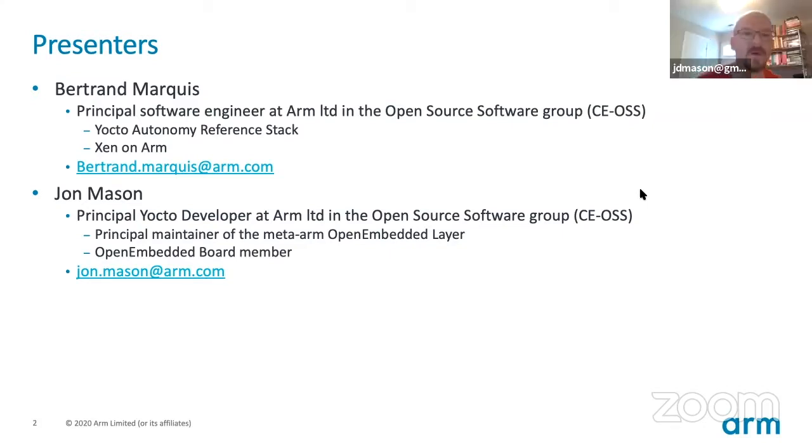Sure. So I'm John Mason. I also work at ARM, I guess indirectly with Bertrand. I'm kind of the principal Yocto developer at ARM. There are many other Yocto developers inside ARM, but I kind of help corral them and focus them upstream. I'm the principal maintainer of the MetaArm OpenEmbedded layer, and I'm also an OpenEmbedded board member.